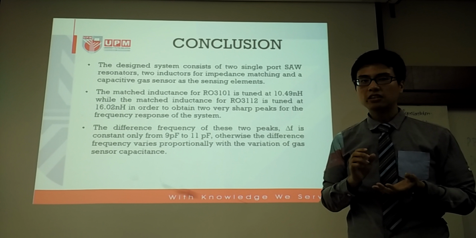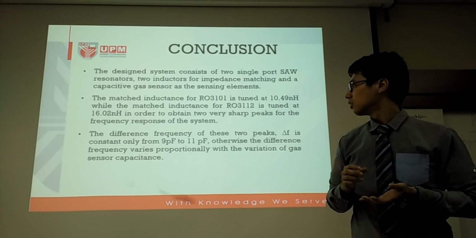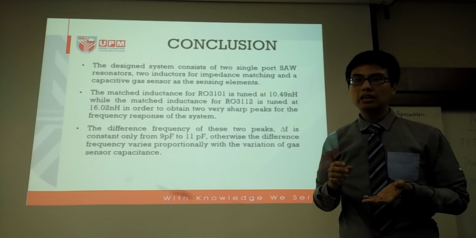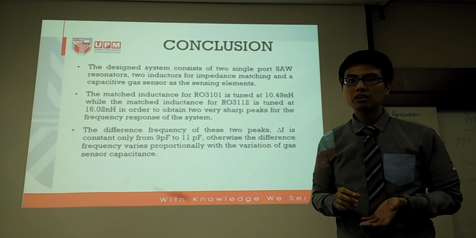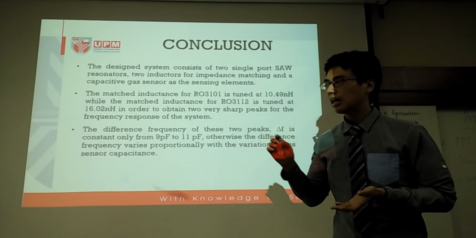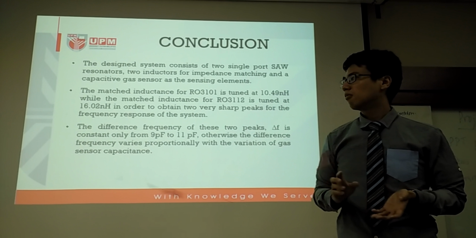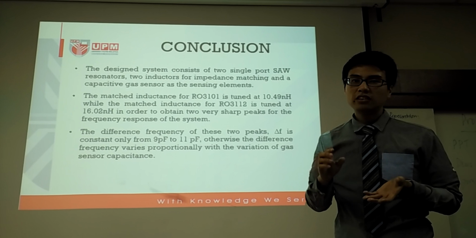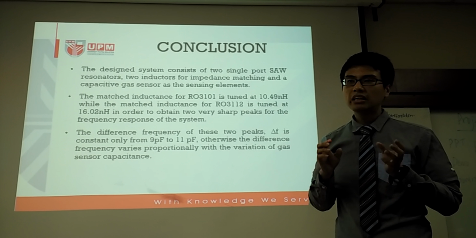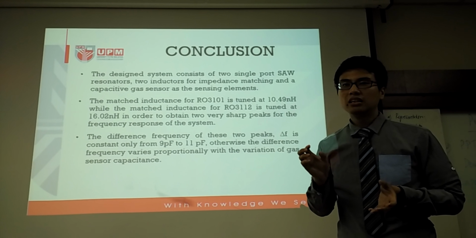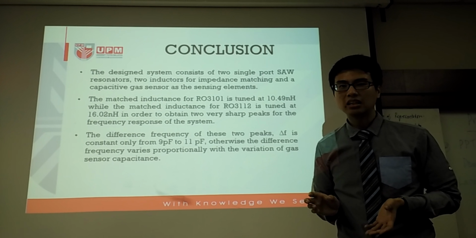The difference frequency of these two peaks is constant only when the gas sensor capacitance is varied from 9 picofarad to 11 picofarad. Otherwise, the difference frequency varies proportionally to the variation of the gas sensor capacitance.